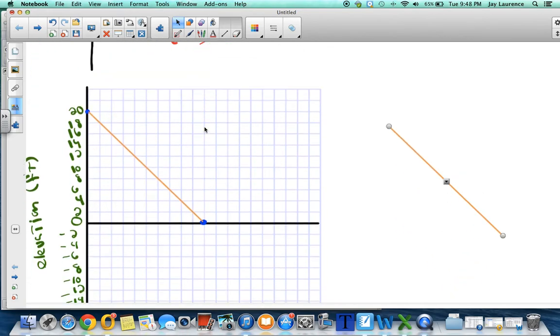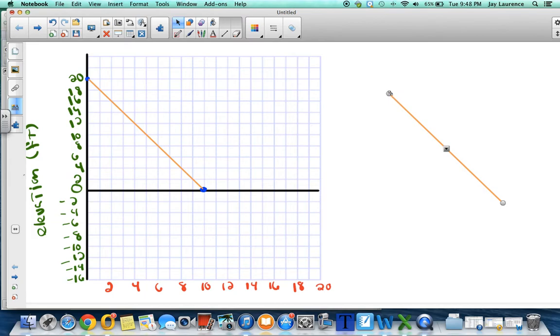Okay, now from 10 to 15 seconds, he walks along the ground, there's no change. So from 10 to 15 seconds, he's going like this, right? And I've got that a little bit below so that you can tell that he did it.